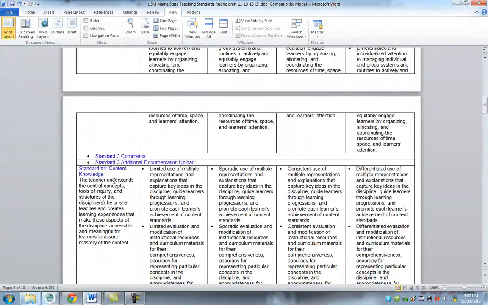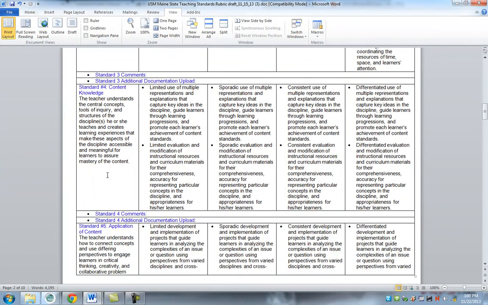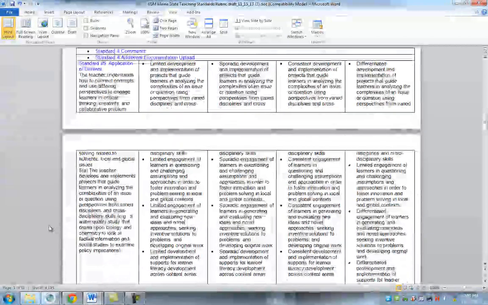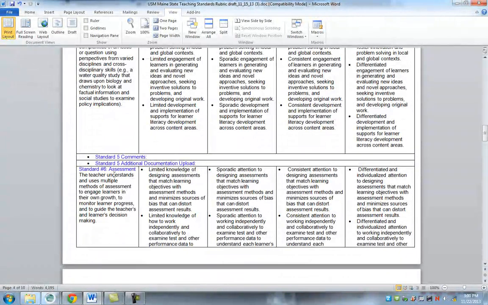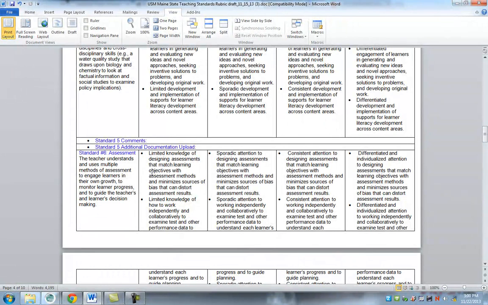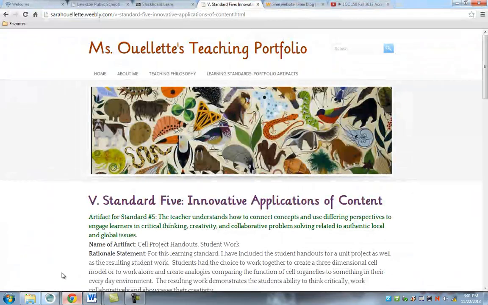Standard 4 is content knowledge. How do you know your stuff? If you're in secondary, how do you know your science, your social studies, your English? If you're in elementary, how do you know everything? Standard 5 is application of content, so it tells you how to put it into practice. Standard 6 is assessment. How do you evaluate the student's work? This is a big one to put on assessment, because then you could show either the test or the evaluation going back to the standard.